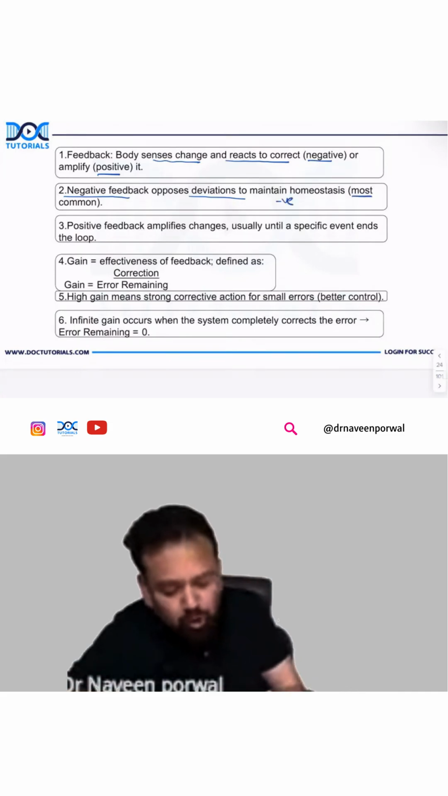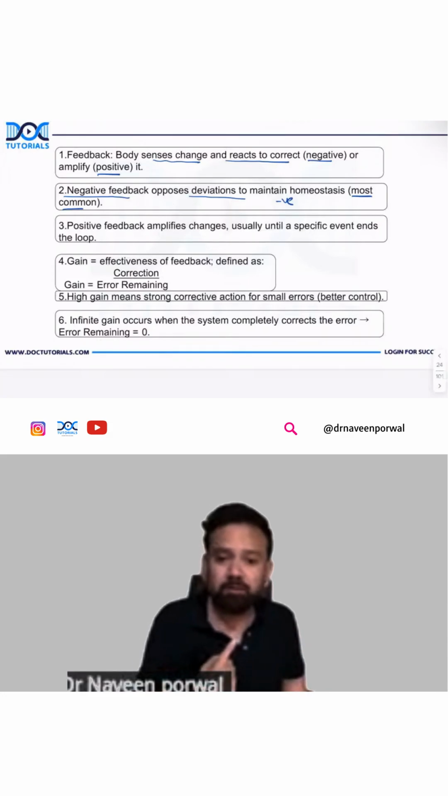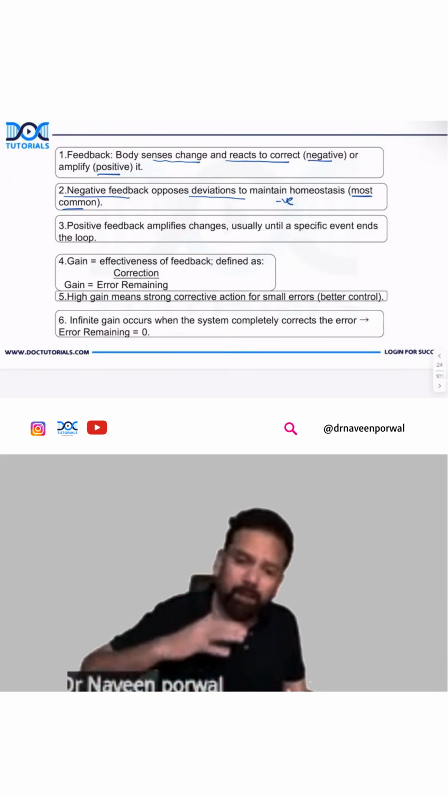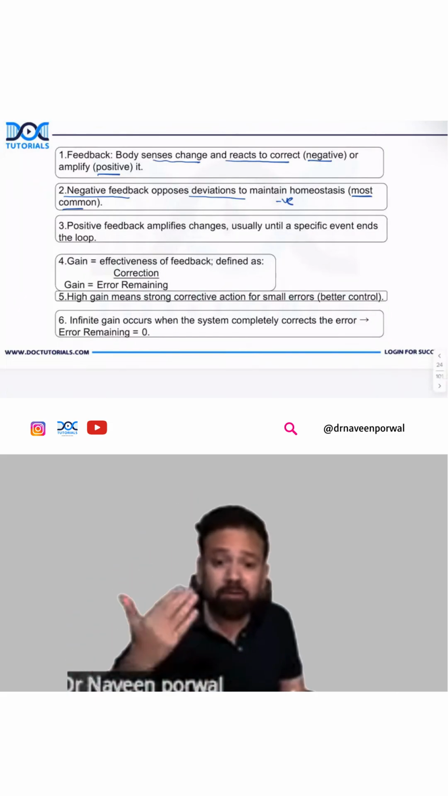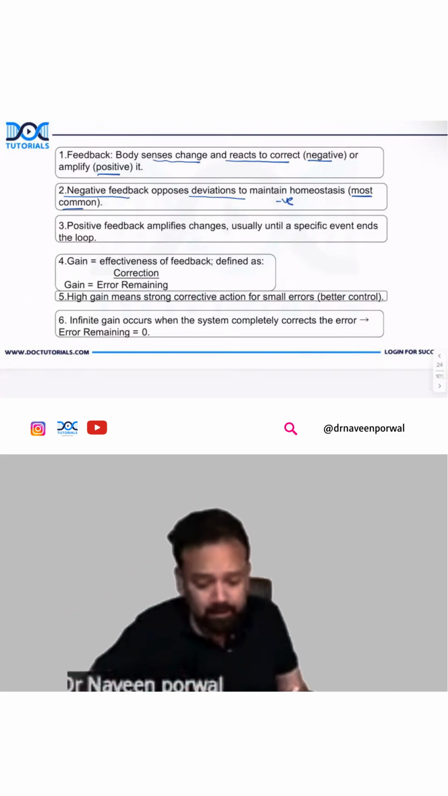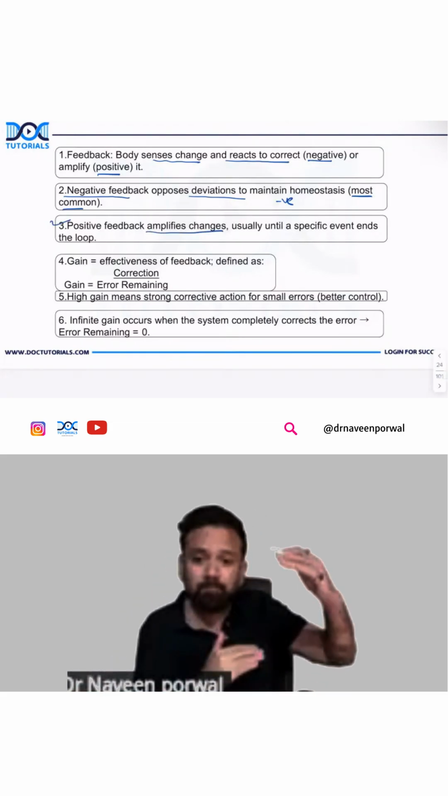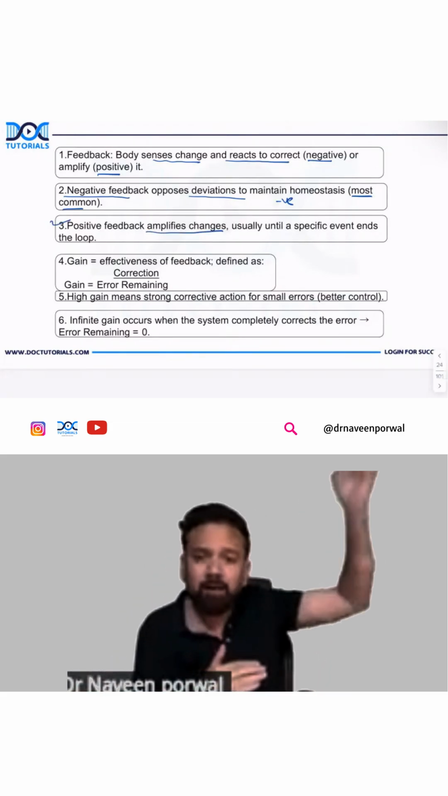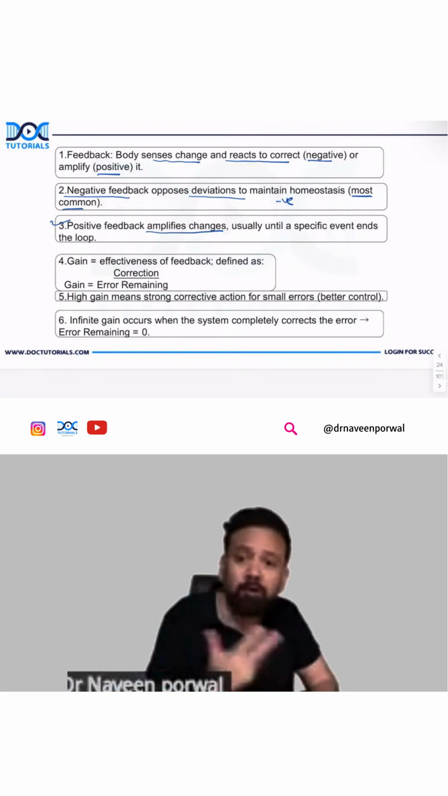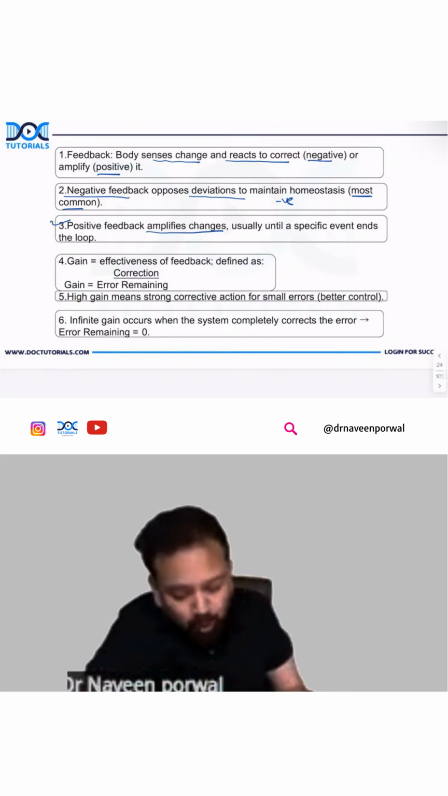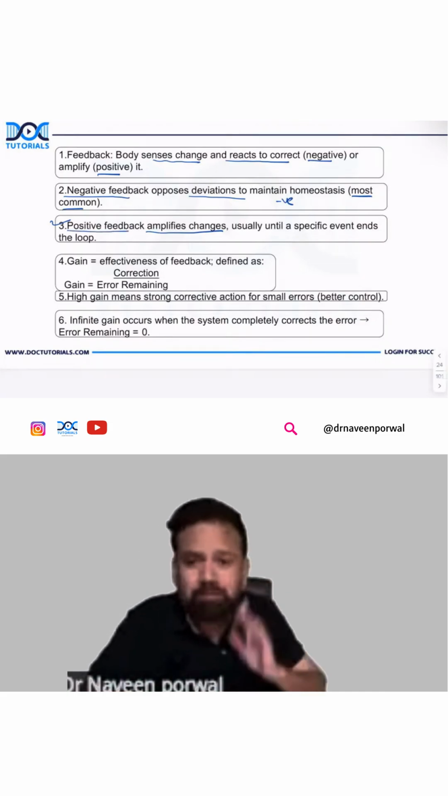It is the most common in physiology because it is trying to regain homeostasis. Suppose you are doing exercise, your BP is 160. After 15 minutes, it will come down. That is negative feedback. On the other hand, positive feedback amplifies the change. Suppose my BP is high and some receptor is making it higher and higher. Or in shock, if BP is low, it keeps on making it lower and lower. It becomes pathology. It is called positive feedback. So usually positive feedback is pathological, except a few examples.